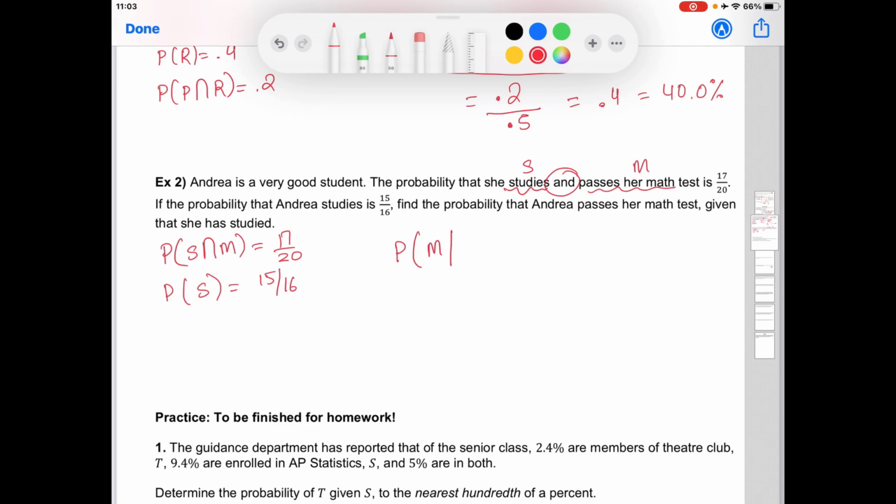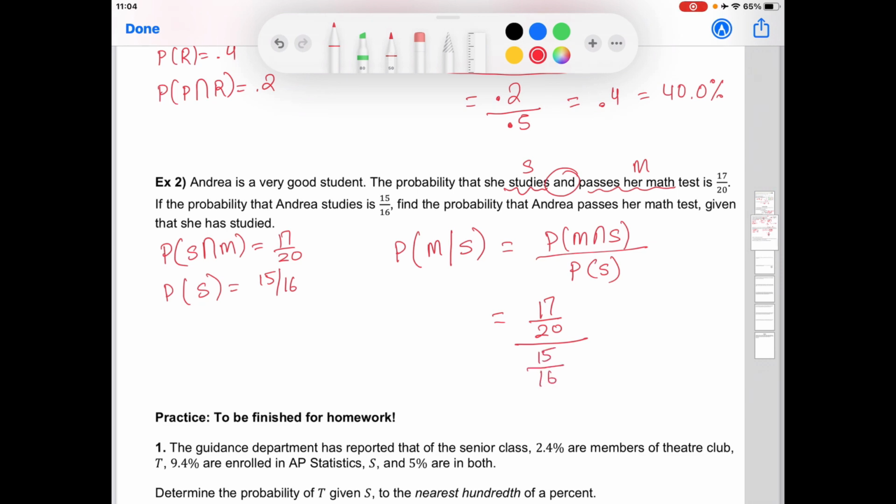So she passes her math test given she studied, right? Which is the intersection of the two, math test and studying, over the probability of the given. My given was what? Studied. It really will say the word given, or sometimes it does use if. It's very rare, but for the most part it will say given, so you know it's conditional probability. Okay, so it would be 17 over 20 divided by 15 over 16.